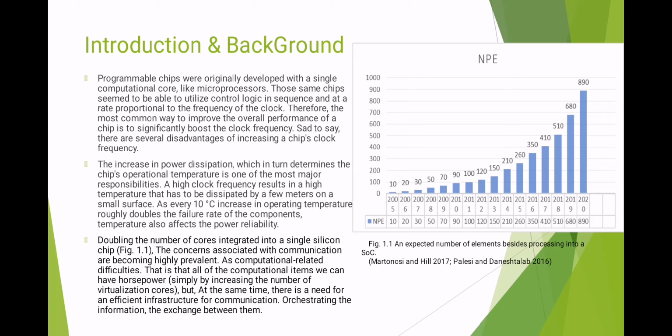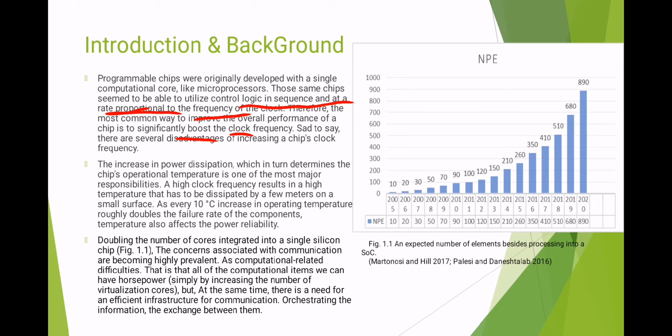Programmable chips were originally developed with a single computational core like microprocessors. Those chips seemed to be able to analyze the control logic and system at a rate proportional to the frequency of the clock. Therefore, the most common way to improve the overall performance of chips is to simply boost the clock frequency.